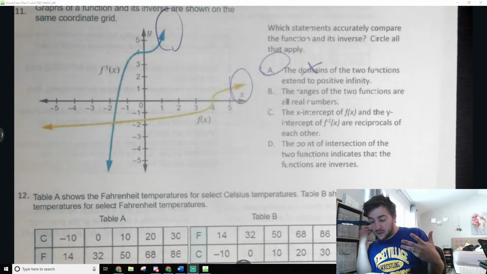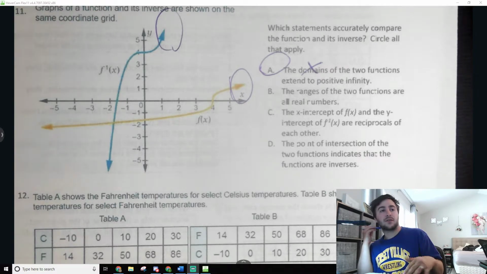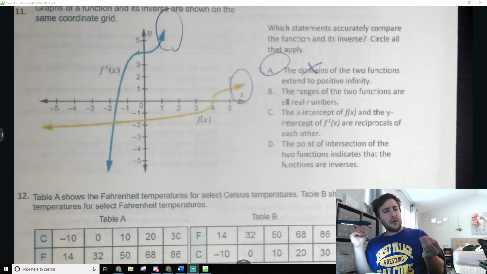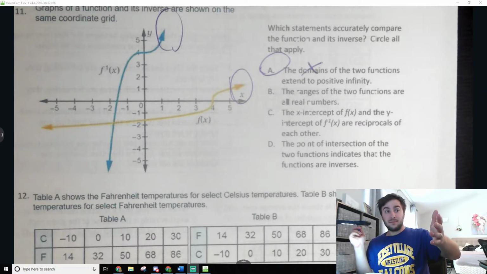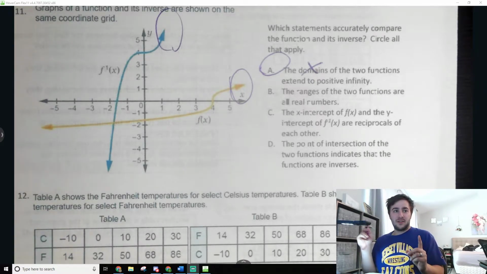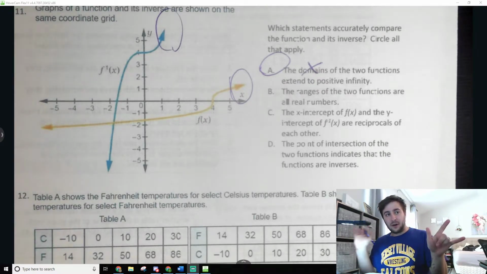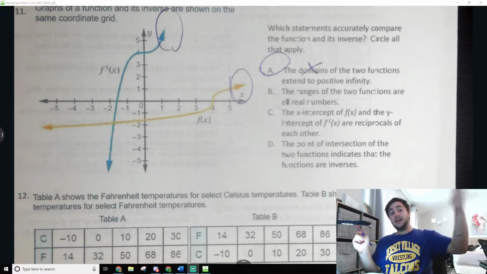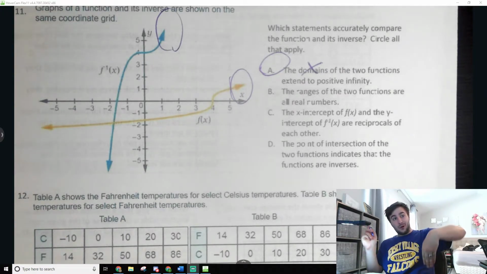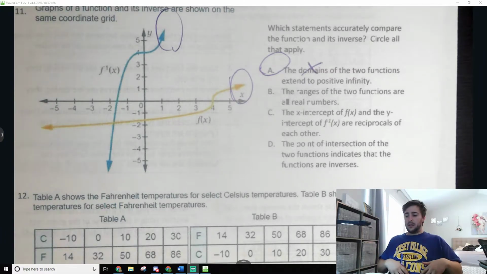B, the ranges of the two functions are all real numbers. Well, remember, to be all real numbers for domain, you've got to have an arrow left and an arrow right. For range, to be all real numbers, you need an arrow down and an arrow up. That covers everything. So if I look, I've got an arrow up and I've got an arrow down.